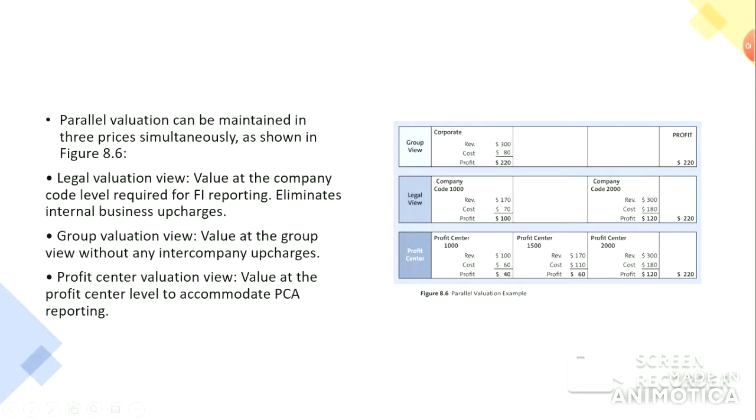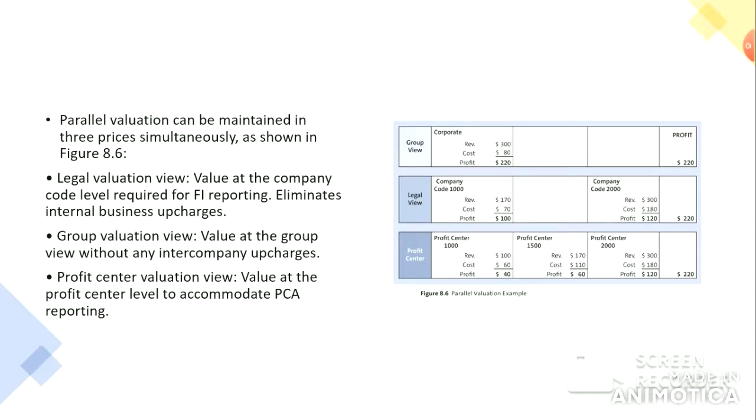Parallel valuation can be maintained in three prices simultaneously as shown in figure 8.6. So: legal valuation view, group valuation view, and profit center valuation view. Legal valuation view: value at the company code level required for FI reporting, eliminates internal business upcharges. Group valuation view: value at the group view without any intercompany upcharges. Profit center valuation view: value at the profit center level to accommodate profit center accounting reporting.